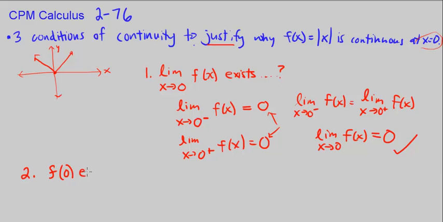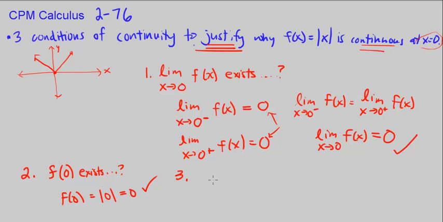Condition number 2 asks f(0), right, f(a), or x equals 0, so f(0) exists. Does it? Well, if we plug in f(0), what is that equal to? Well, that's just the absolute value of 0, which is 0. So that does exist. So we've shown condition number 2 to be true, right? So this is how we're justifying why it's continuous.